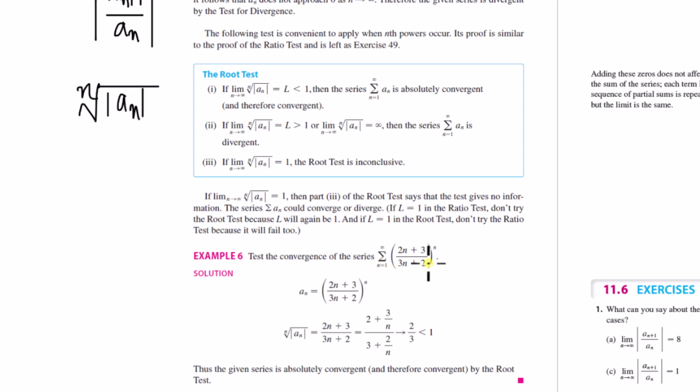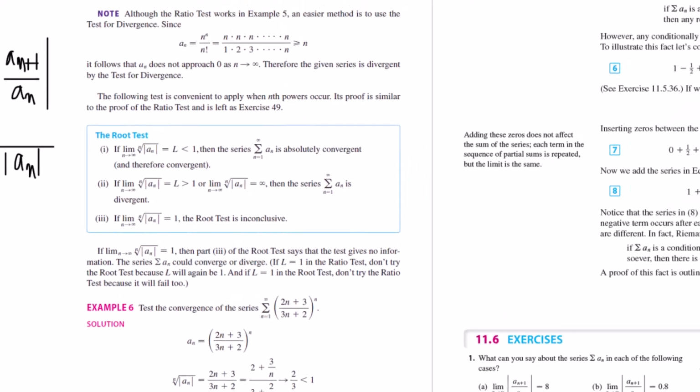All right, so if they're testing this for convergence, everything's to the nth power, so they take the nth root of this and they get this here. This is already always positive, so you don't need to take the absolute value. Take the limit, and you can see here this limit as n goes to infinity is 2/3. That's less than 1, so this is absolutely convergent. That means that it's convergent.